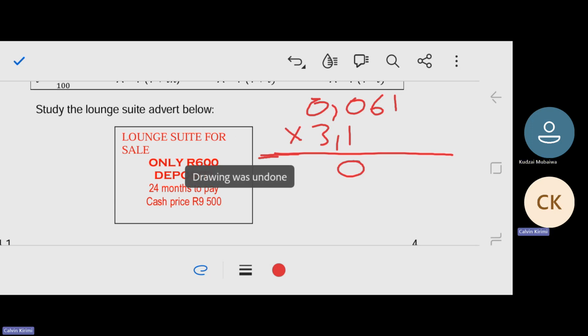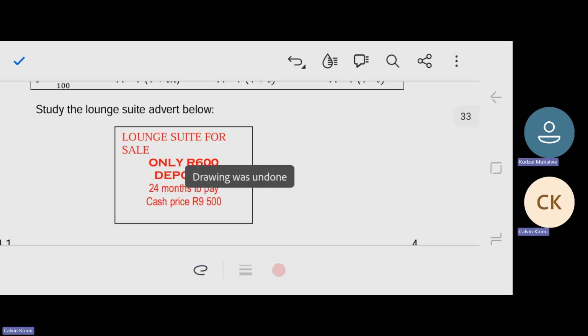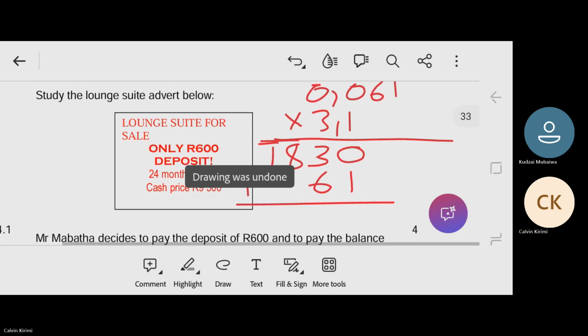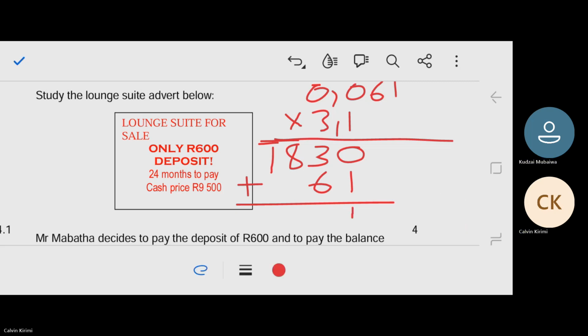3 times 1 is 3. 3 times 6 is 18. Get 1, like that. Then 1 times 1 is 1, 1 times 6 is 6. Then you add. So we are adding what is down there. 0 plus 1 is 1. 6 plus 3 is 9. 9.